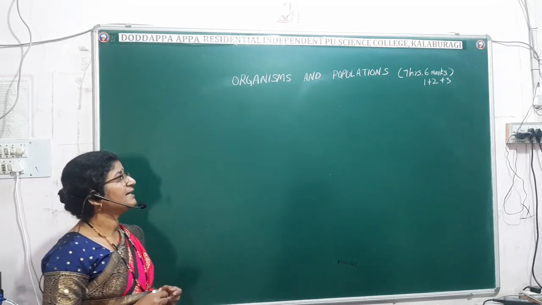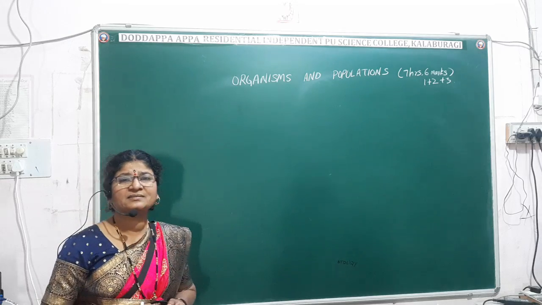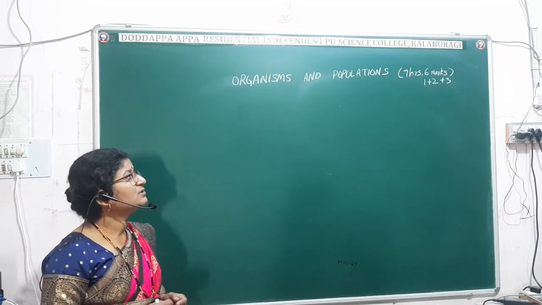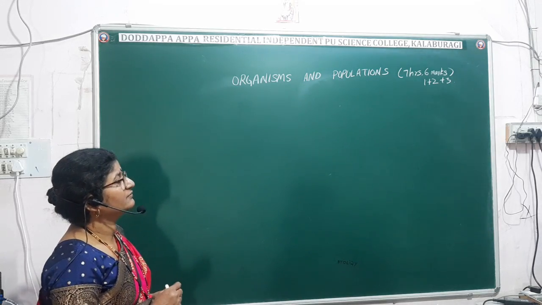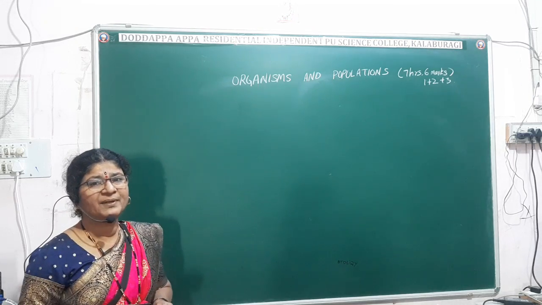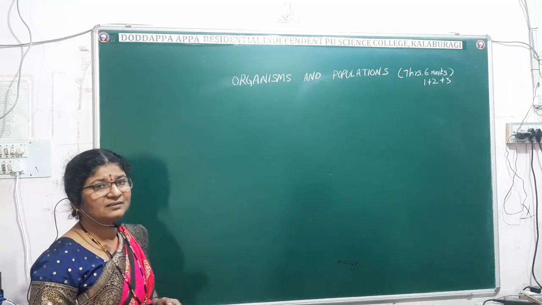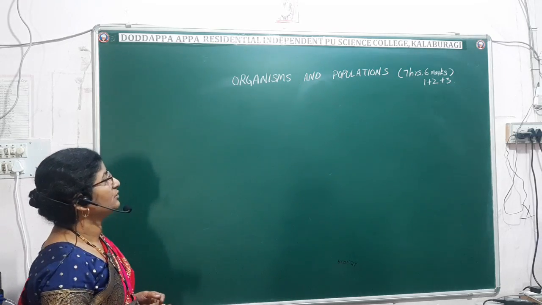This organisms and population is a 7-hour topic and it has 6 marks weightage. So here the questions will be asked in the form of 1 plus 2 plus 3 bits. So let us begin with the topic.